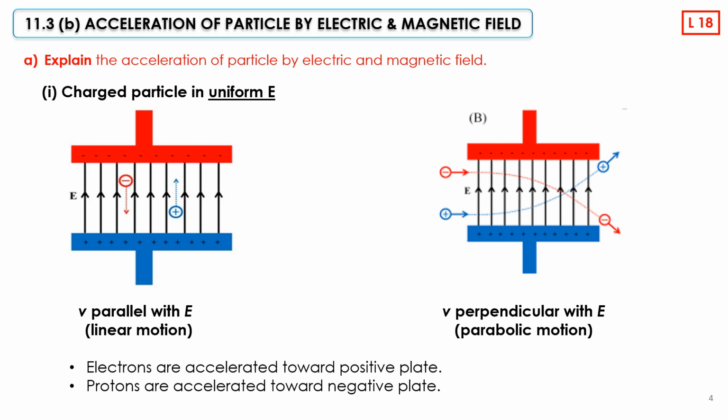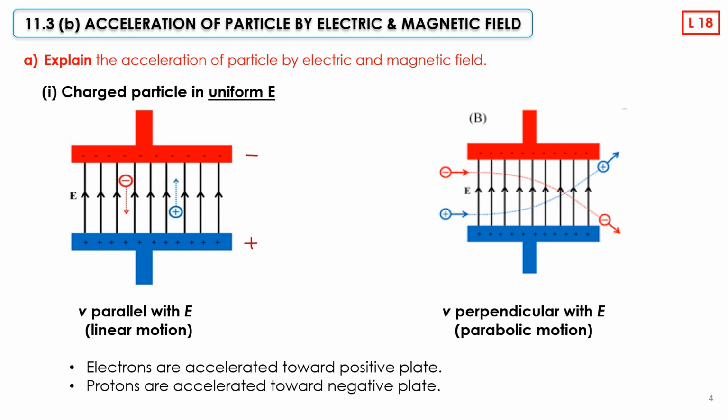Let's study the acceleration of particles by electric and magnetic fields. We know by now that charged particles in a uniform electric field will move because they are attracted to the corresponding plate. So to create an electric field, we just have to have metal plates of varying potential difference. The plate with a lower potential will serve as the negative plate. The plate with a higher potential will be the positive plate.